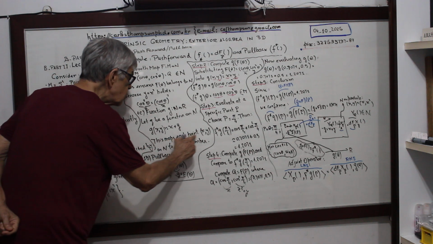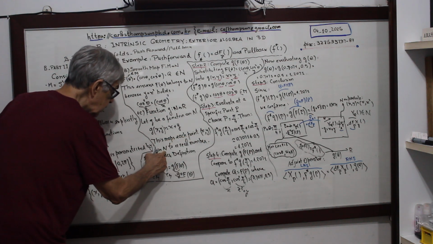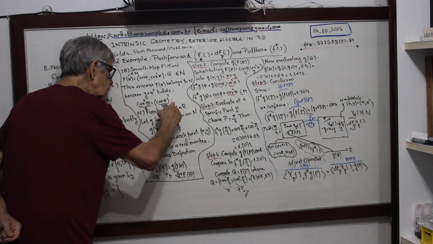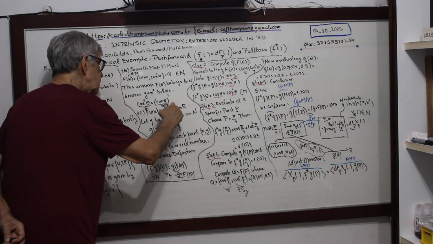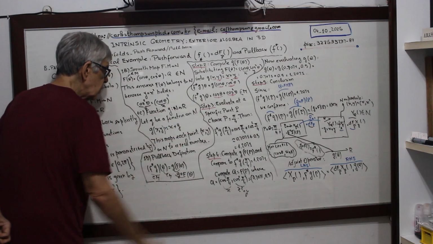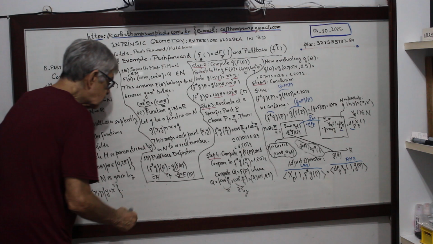So this maps each point x and y on N to a real number. As I said, points in the xy plane map to the real number.